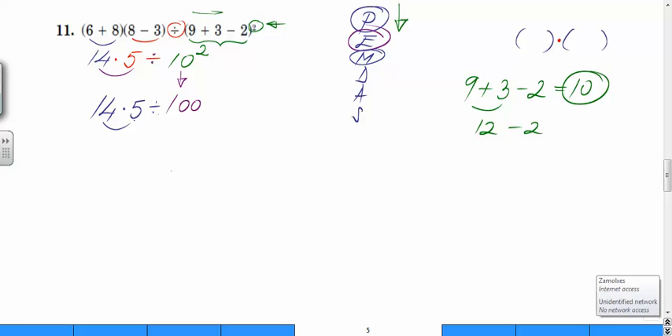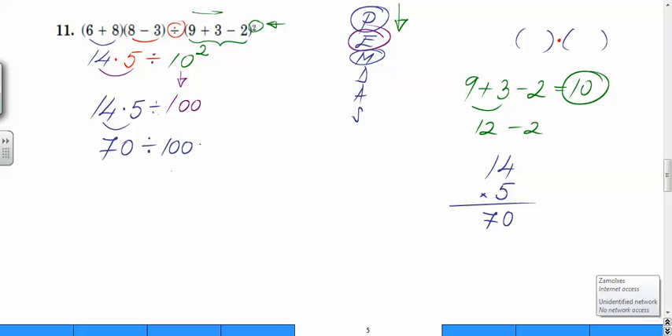It will be 14 times 5, and if you cannot do it there, you can take it separately and say, well, 14 times 5. 5 times 4 is 20, right? 5 times 1 is 5, plus 2 will be 70. 14 times 5 is 70. Next operation, divide that by 100.